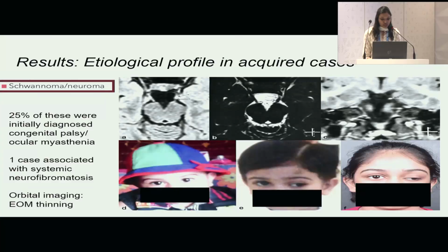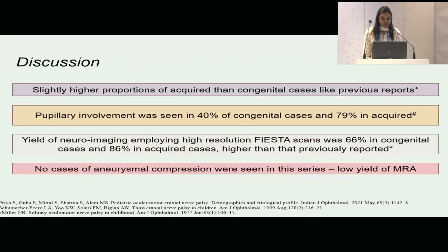The orbital imaging in most of these cases showed an extraocular muscle thinning, which is identical to those seen in congenital cases. So in summary, we saw a slightly higher proportion of acquired than congenital cases, which has also been reported previously. Pupillary involvement was seen more often in acquired than in congenital cases, and the yield of neuroimaging was seen to be slightly higher compared to existing literature.